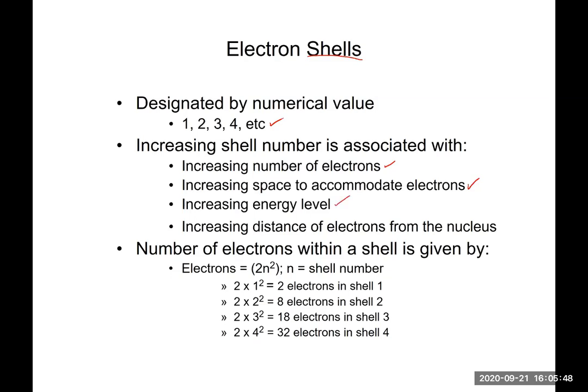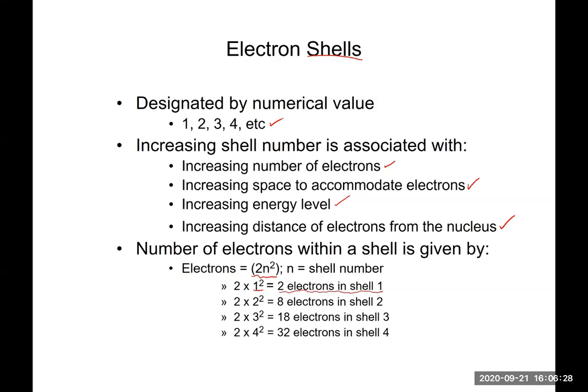Again, the further the electrons, the negative charge, get away from that positive charge that holds them stable, the less stable they get and the more energetic they get. And we have an increasing distance of the electrons away from the nucleus as we increase the shell number. The number of electrons within a shell is given by this formula, 2n squared, where n is equal to the shell number. So for example, if n is equal to 1, then we have 1 squared times 2 gives us a total of 2 electrons in shell 1.